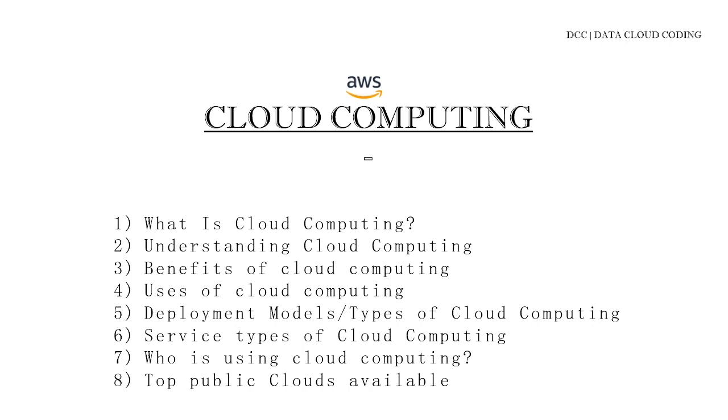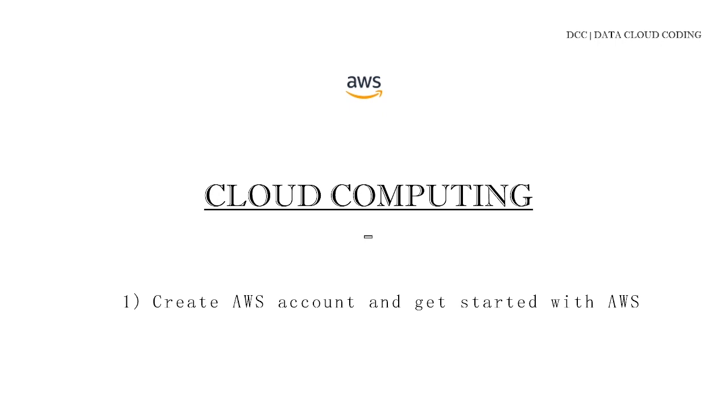We saw what is cloud computing, we understood about cloud computing, we saw the benefits that come with cloud computing, we saw a few uses of cloud computing. We saw the deployment models, types of cloud computing, which is public, private, and optionally hybrid. We saw the service types that come with cloud computing, which are infrastructure as a service, platform as a service, and software as a service. We saw who is using cloud computing these days. We saw a few use cases of cloud computing platforms. So with that, we come to an end of this tutorial.